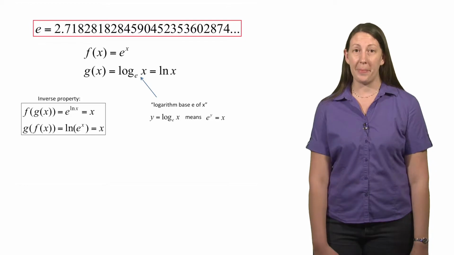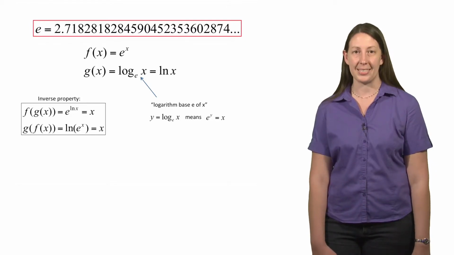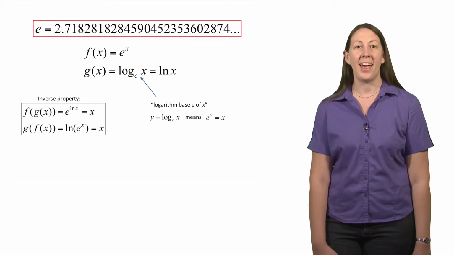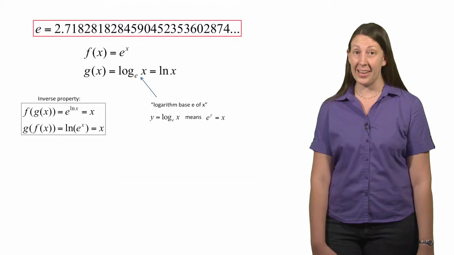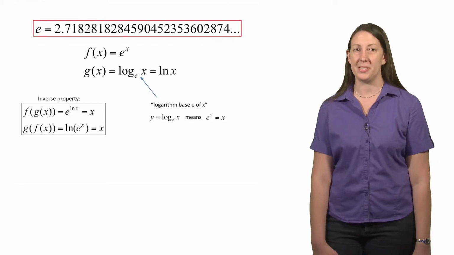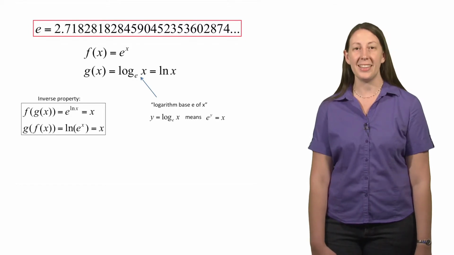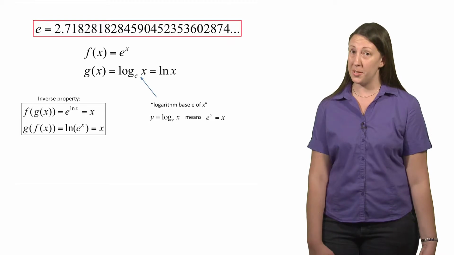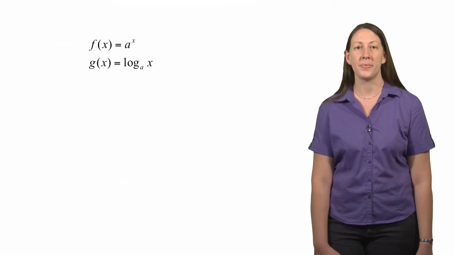Inverse functions have the property that when we compose them together, they undo each other and we're just left with x. For example, a composition f of g of x, or e to the ln of x, just gives me x. Same thing if I compose them in the opposite order. g of f of x equals ln of e to the x power, and those exponentials and logs again undo each other and I'm just left with x. That's the inverse property of functions.